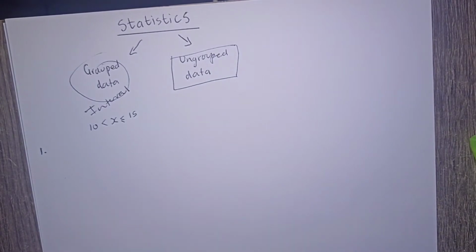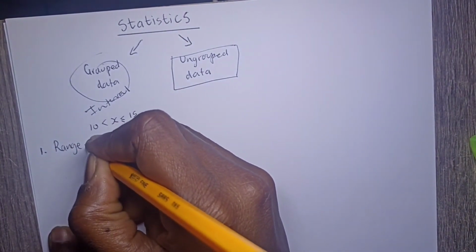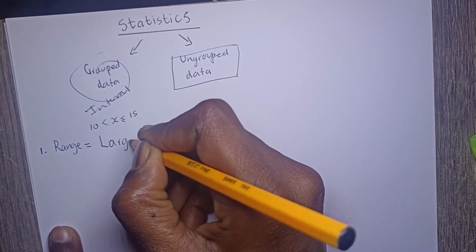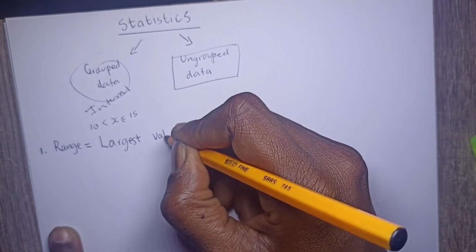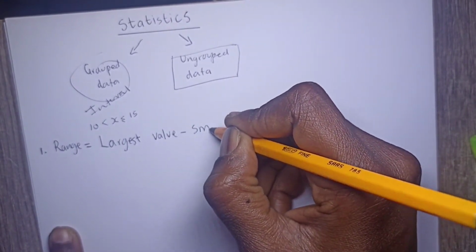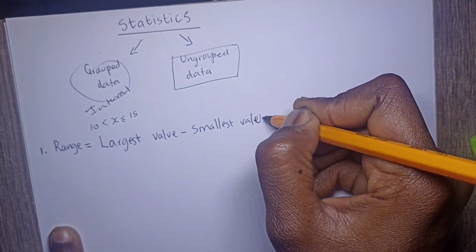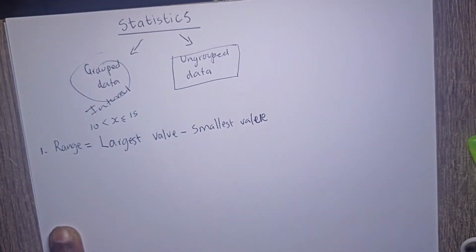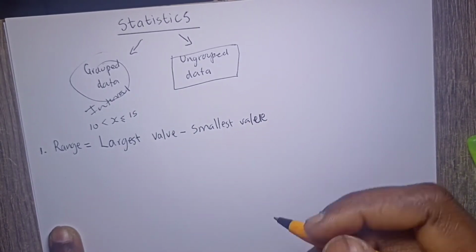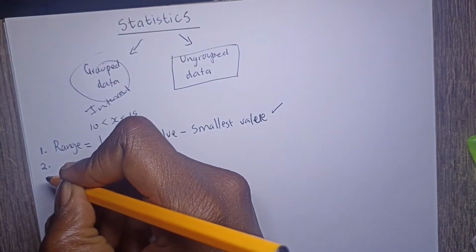They can ask you to calculate the range. How do you calculate the range? The formula for range is the largest number or the largest value subtract the smallest value. So if you want to know the range of the data set, you subtract the smallest number from the largest number, and you get your answer there. That's just about it. Nothing complicated there.